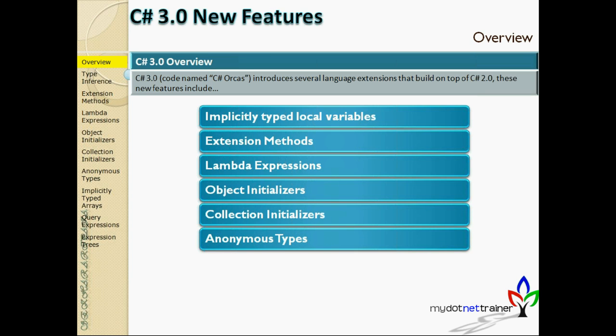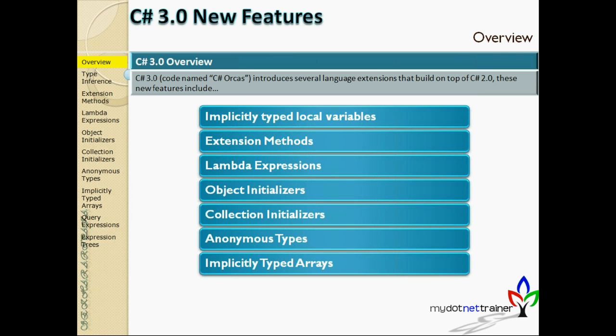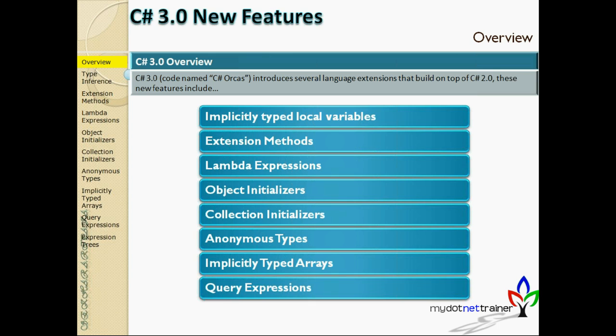So we have seen anonymous methods and implicitly typed arrays. This is another interesting feature. Query expressions.